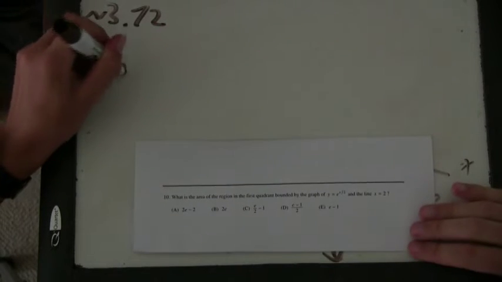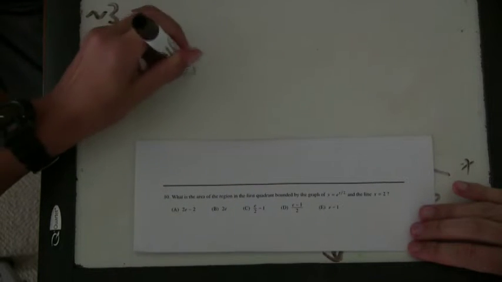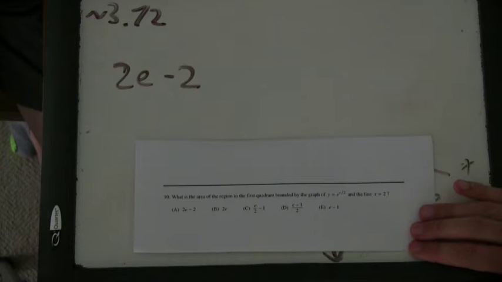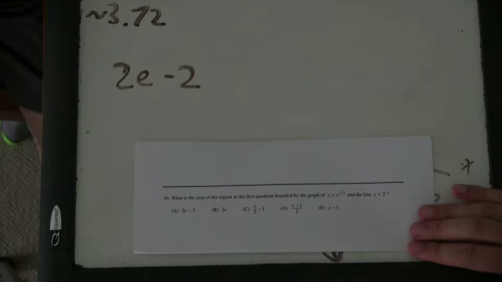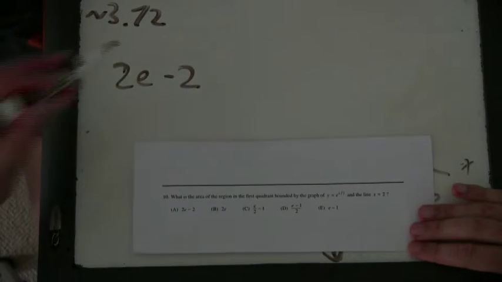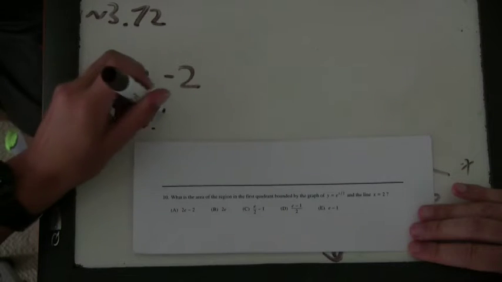2e minus 2. So that's around maybe 5.4 or 5.5, and then minus 2 would be 3.4. Okay, so that could be possible. Can't really eliminate that.